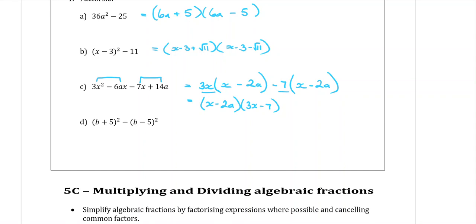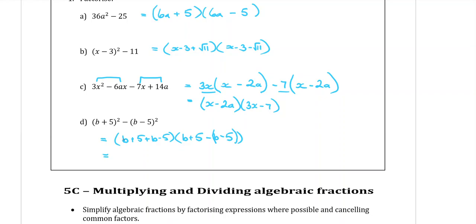Part D, this is a difference of two squares again because we have something squared minus something else squared. So two big brackets. When I square root (b plus 5) squared, I get b plus 5. When I square root (b minus 5) squared, I get b minus 5. In between those, one of them will be a plus and the other one will be a minus. But for the one that's a minus, I need to put brackets around the b minus 5, so that I can expand that through the bracket.